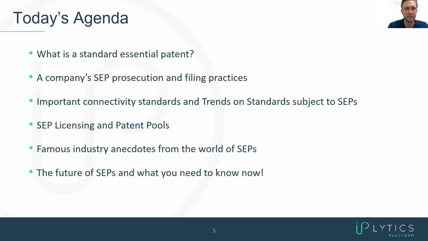What is on our agenda today is we will talk about what actually a standard essential patent is. We have to start with the basics here for those of you who have never heard about it. We will also look a little bit deeper into actual prosecution of standard essential patents. How are companies actually filing those patents very strategically? We will also look into connectivity standards and trends around standards and patents. Where do standard essential patents matter? We will look at how the licensing and the patent pooling of standard essential patents will work. And also I will tell you a little bit about famous industry anecdotes from the world of SEPs.